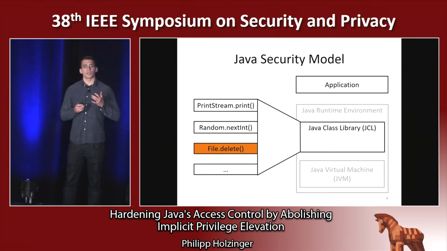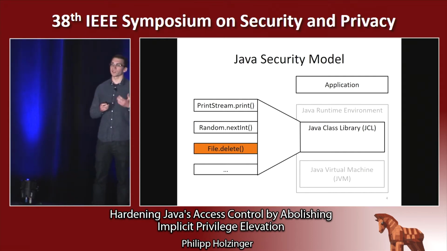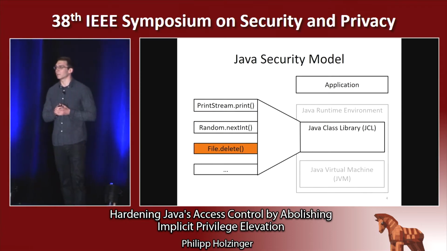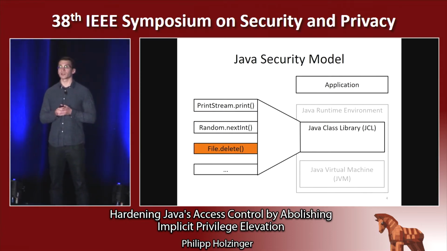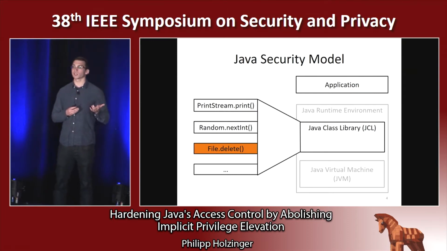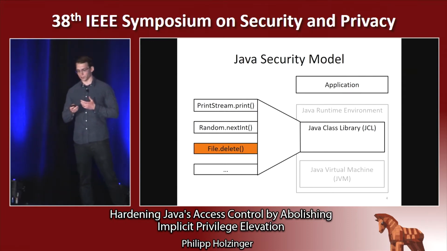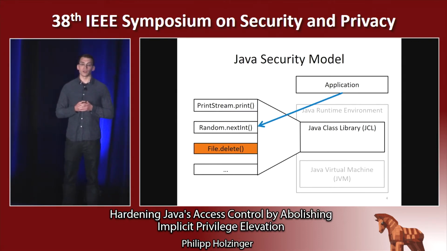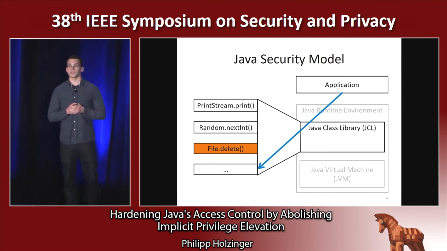Besides non-security sensitive functionality like print and nextInt, there is also security sensitive functionality like file system access, like File delete in this example here, which should be restricted to make sure that untrusted code cannot use such functionality to harm our host system. So applications are free to call the non-security critical functionalities.